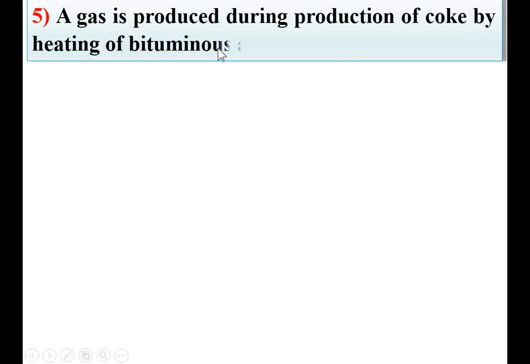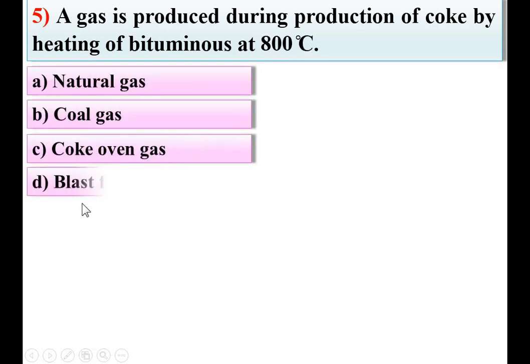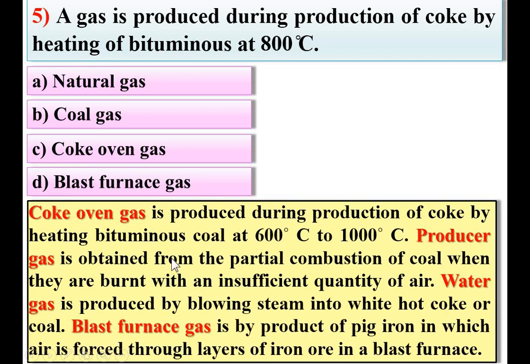Next, a gas is produced during production of coke by heating of bituminous coal at 800 degrees Celsius. Options: natural gas, coal gas, coke oven gas, blast furnace gas. So once again look at this note. Here you can understand a gas produced during production of coke by heating of bituminous coal. So coke oven gas is the right answer.